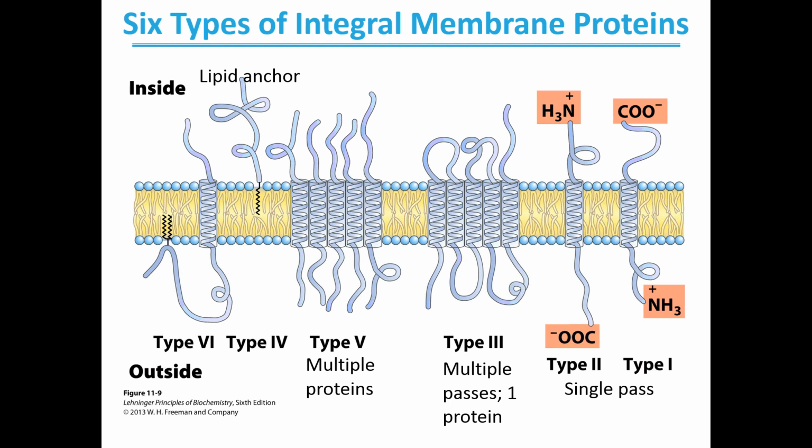The integral membrane proteins exist in a couple different types. Type 1 and 2, shown here, are single-pass proteins. They differ by their direction. Type 3 is one protein that passes through the membrane multiple times. We see this a lot with our channels. Type 4 and 6 are lipid-anchored proteins. And then type 5 is you get multiple passes through the membrane, but multiple proteins allow this to happen.